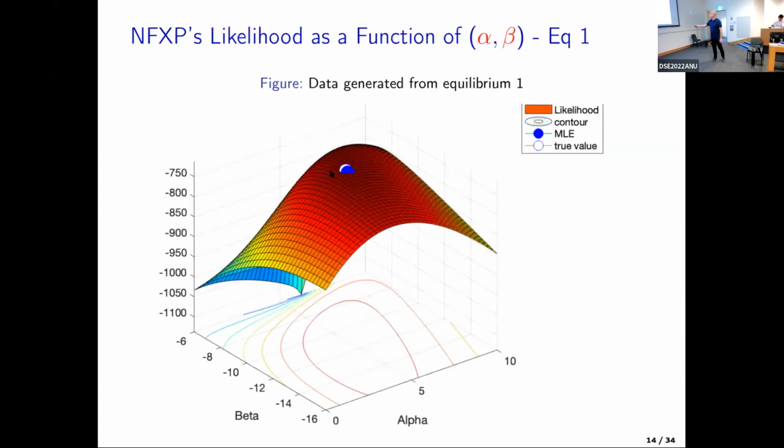And here it is. Here's the likelihood generated from equilibrium number one, nice and smooth. The true value, well, that's right here. Here's the maximum likelihood estimate. We're doing pretty well. True value should be like 5 for alpha, minus 11 for beta. And, you know, we can learn from these data what the parameters are. Yeah?